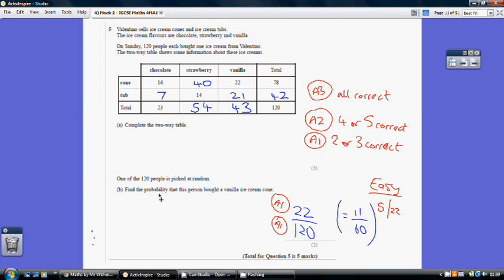To write this as a probability, always go for a fraction if you're given the choice. So it's 22 out of 120. That's fine as a final answer. But if you've chosen to simplify it, that's the same thing as 11 out of 60.